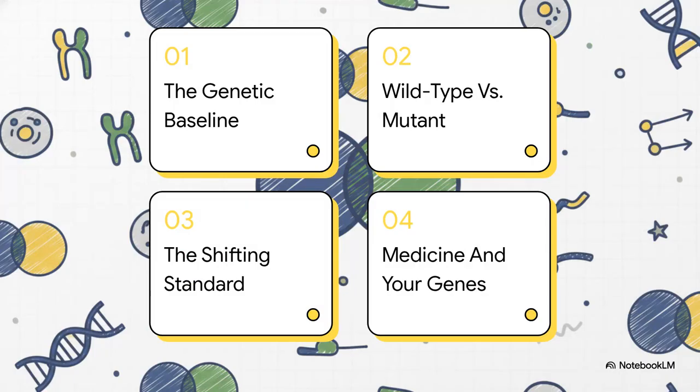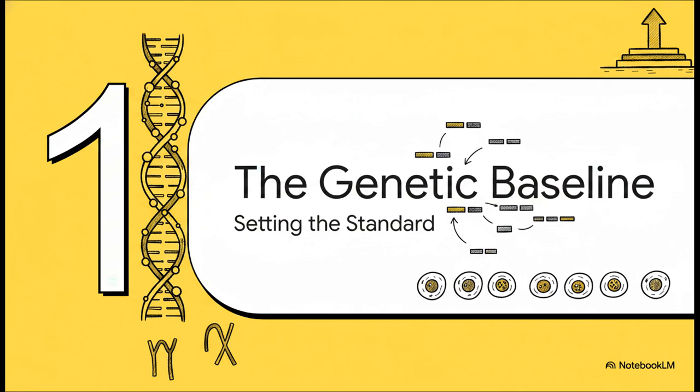Our agenda today covers four main areas. 1. The genetic baseline. 2. Wild type versus mutant. 3. The shifting standard. And 4. Medicine and your genes. So, starting with section 1, the genetic baseline, setting the standard.